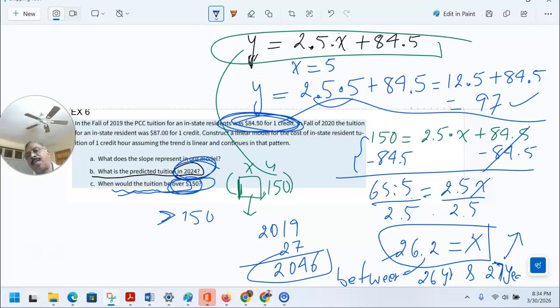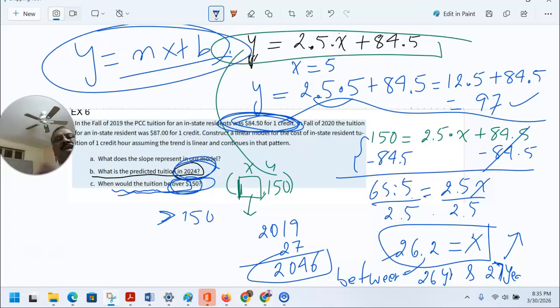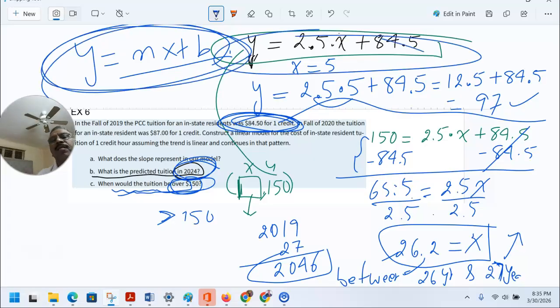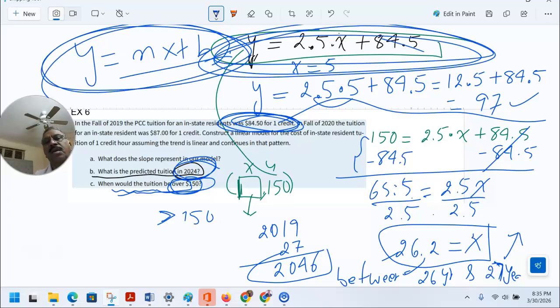So I hope that helps you understand how to use a linear model, y equals mx plus b. How do we get a prediction equation? We can always predict which year, what will be the fee, or if you want to know how many years have to pass by if the tuition fee is something. Let's take another one, last problem.